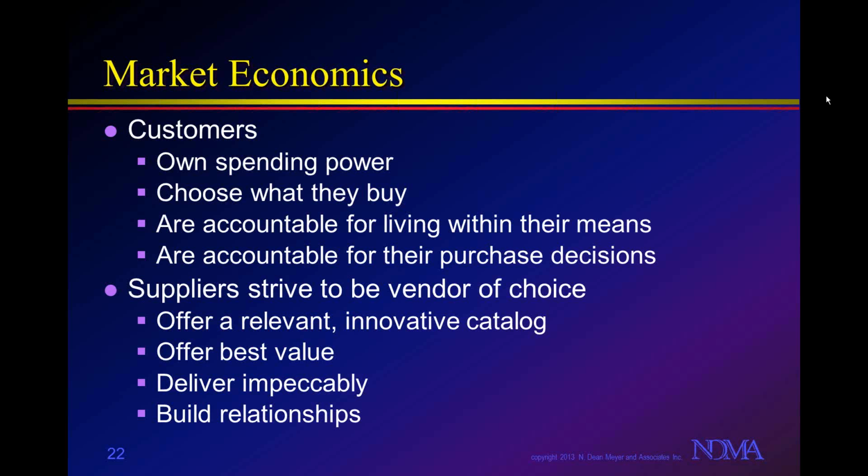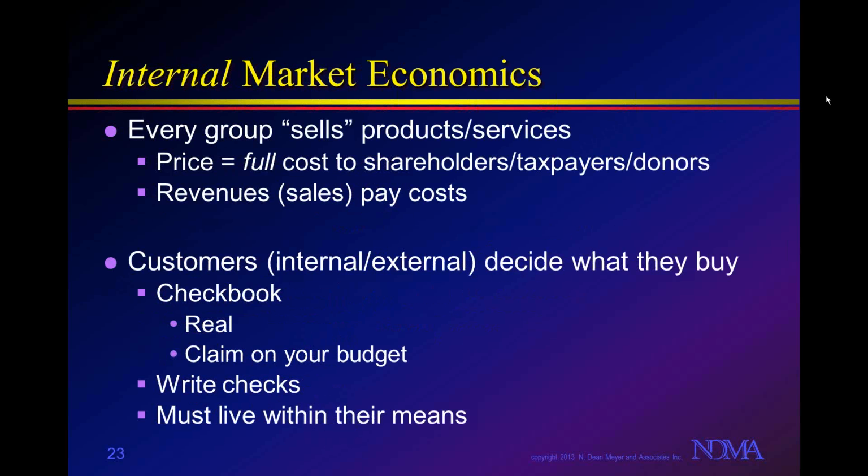So how do we apply this inside of companies? Well, every group within IT "sells," and I put "sells" in quotes because I'm not going to be an advocate of chargebacks. I'm not talking about money changing hands. So sells, whether or not money changes hands, every group sells products and services. And the price of those is the full cost to shareholders, taxpayers, or donors. We're pricing at cost, that is, we're a not-for-profit business within a business. As a business within a business, we sell products and services at a price that covers costs.